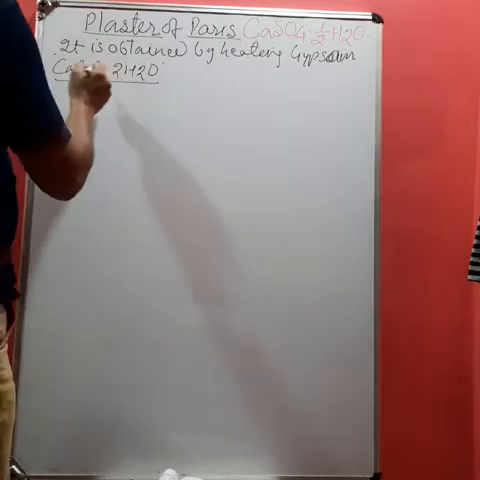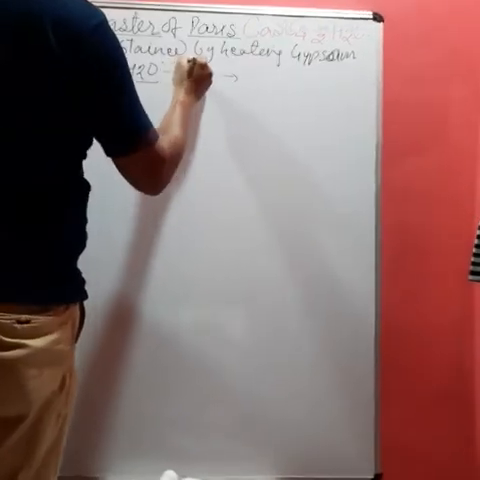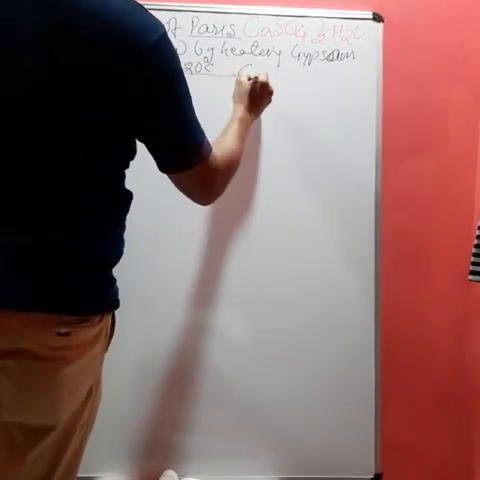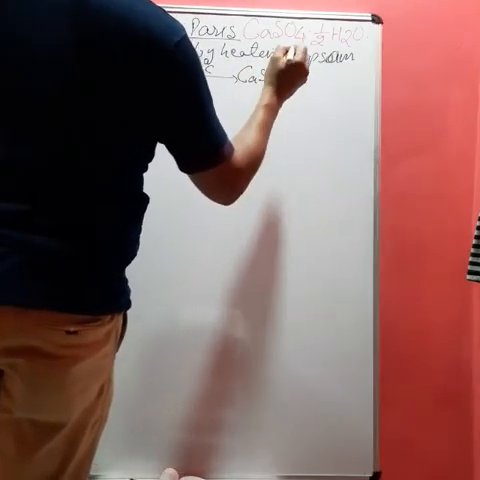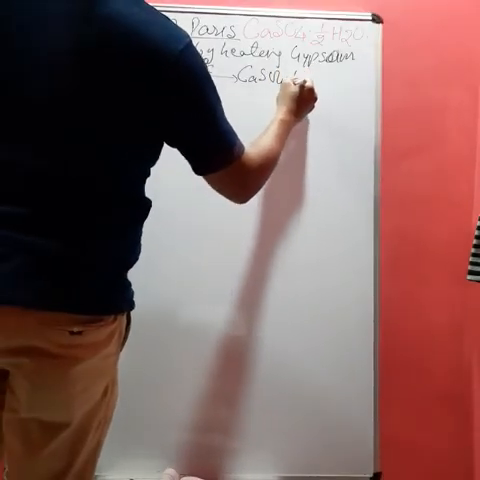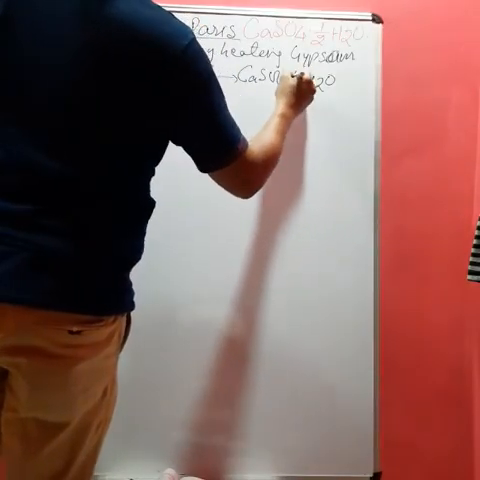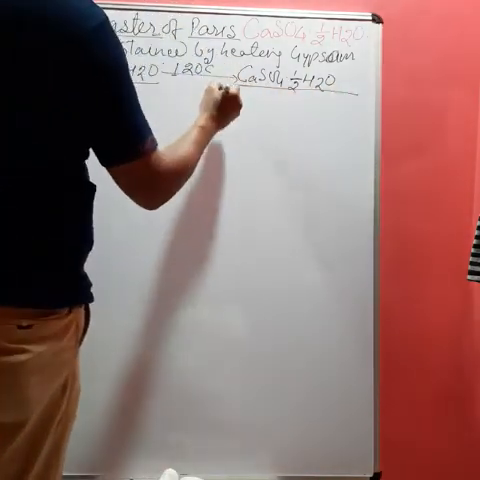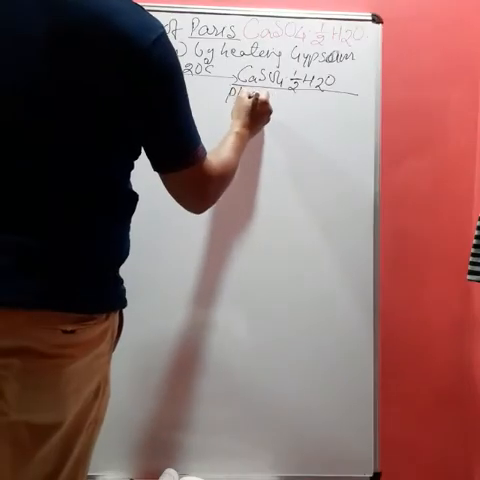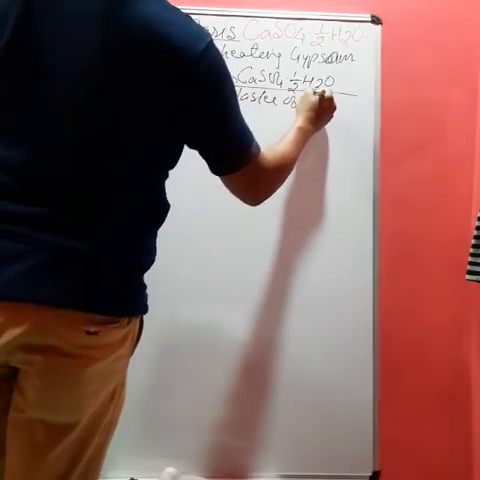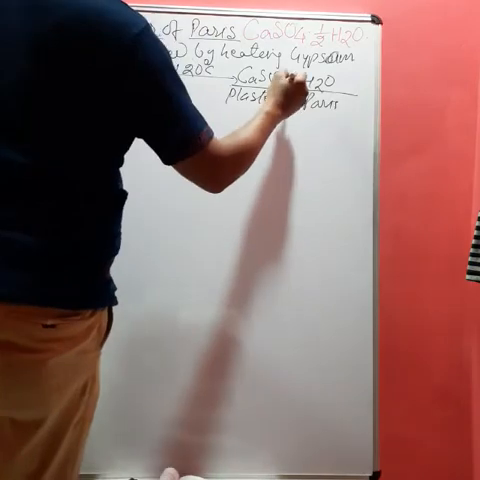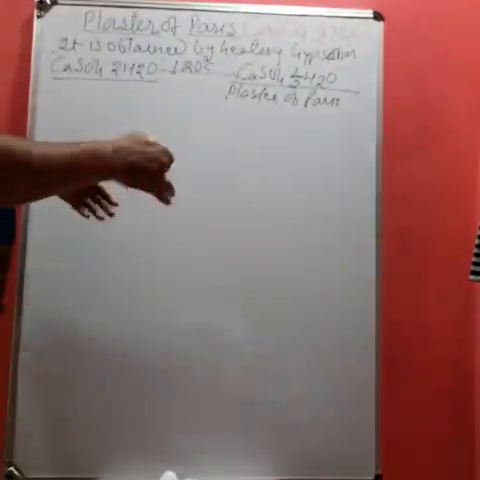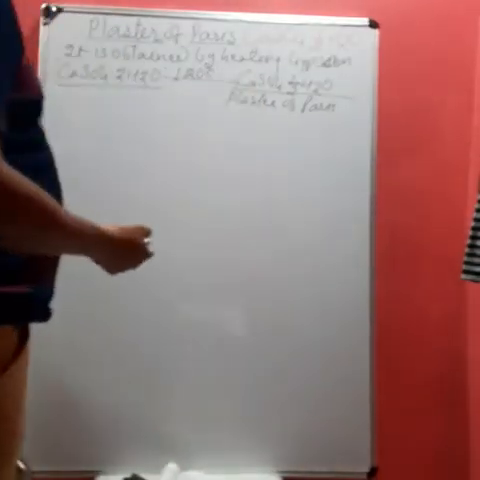When it is heated exactly at 120 degrees Celsius, it loses 3/4 water molecule and converts into hemihydrated calcium sulfate. This calcium sulfate is known as plaster of Paris. Hemi means what? Half. So half molecule of water, therefore called hemihydrated calcium sulfate.